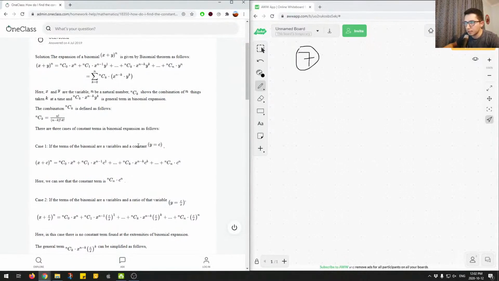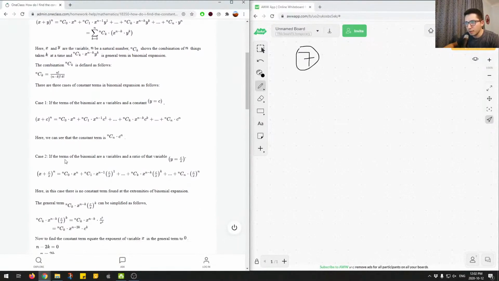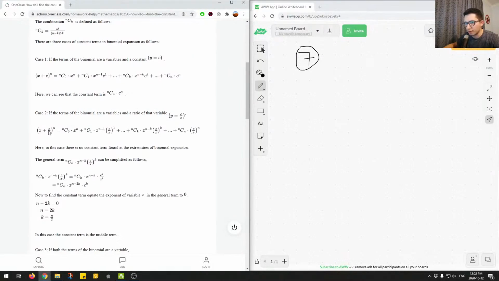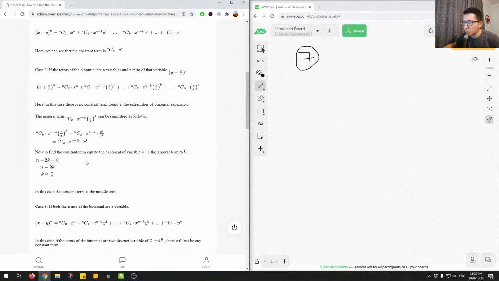Case 1. If y is equal to c, we end up with the last term being a constant, and that's what we're trying to solve for according to the question. We can see that the constant term here is nCn. Then, if we have a ratio, there is no constant term at the ends. So if we have y equals c over x, there's no constant term at the extremities. And I believe one more example is given.